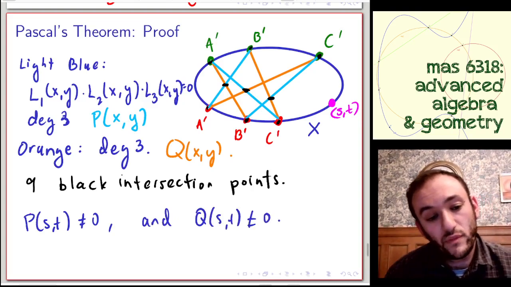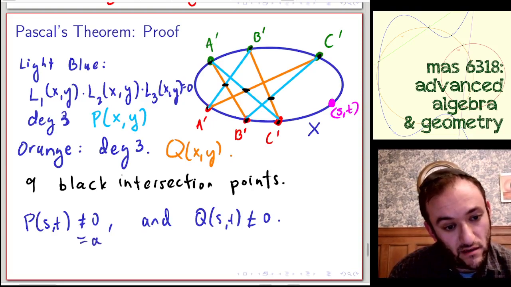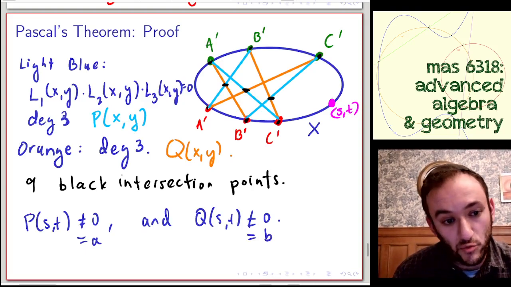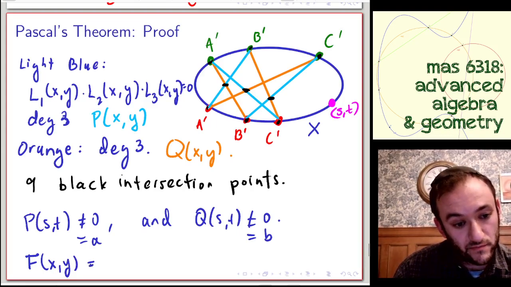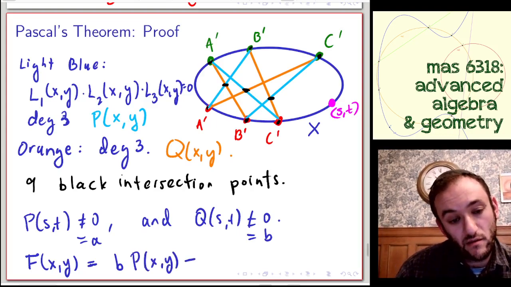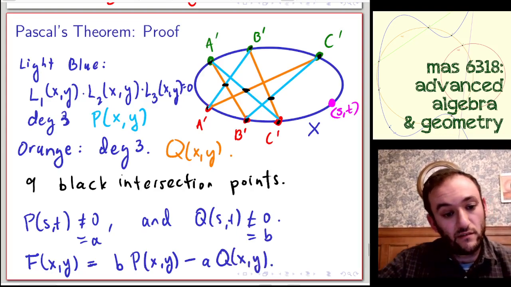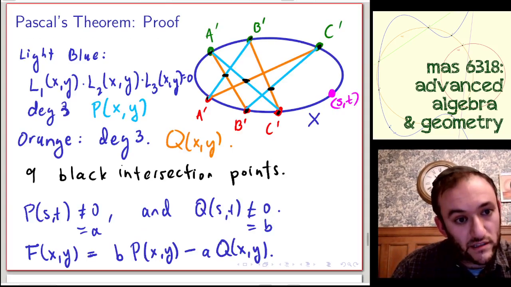So what can I do? Well, let's say this is equal to A and that this is equal to B. Now I'm going to define a new polynomial. I'm going to call this f. F of xy is going to be equal to B times P of xy minus A times Q of xy.